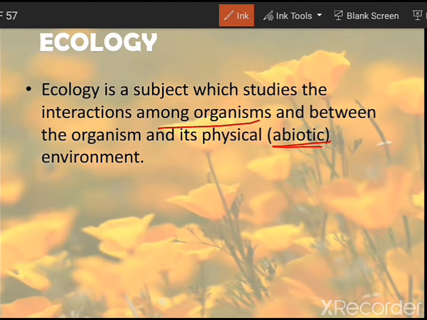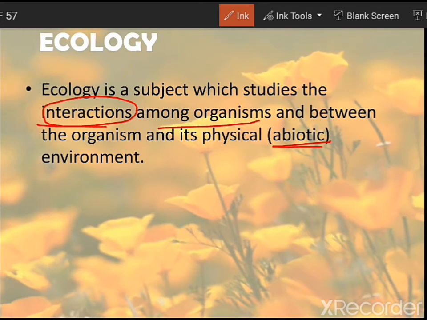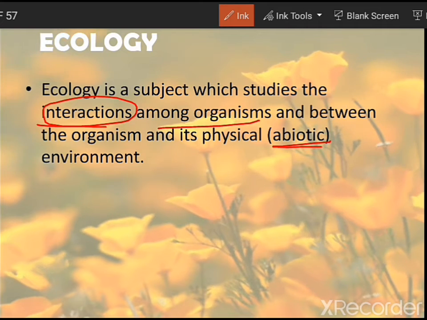So ecology is basically the study of interactions. These interactions can be between two organisms of the same species, that is known as intraspecific interactions, or it can be the interaction between one organism of one species with another organism of a different species, that is known as interspecific interactions. And the third one is the relation between an organism and its surrounding environment.